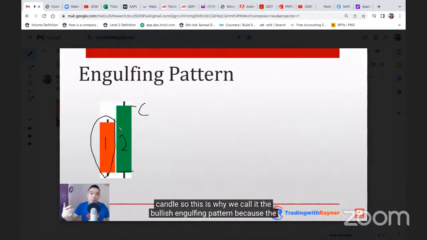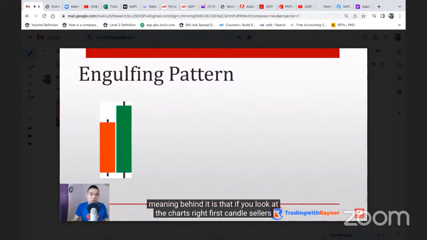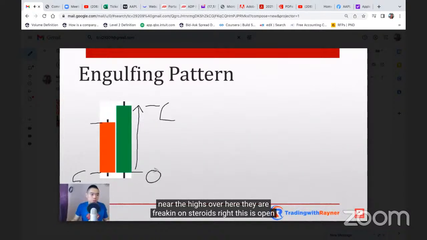So this is why we call it the bullish engulfing pattern, because the meaning behind it is that if you look at the charts, first candle, sellers are in control. They open over here and they close near the lows. On the second candle, the buyers are somehow on steroids, like bam, right? They open near the lows and they finally push price all the way up near the highs over here. They're freaking on steroids, right? This is the open, this is the close.